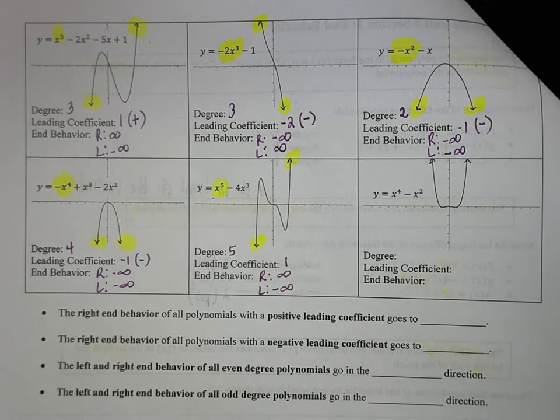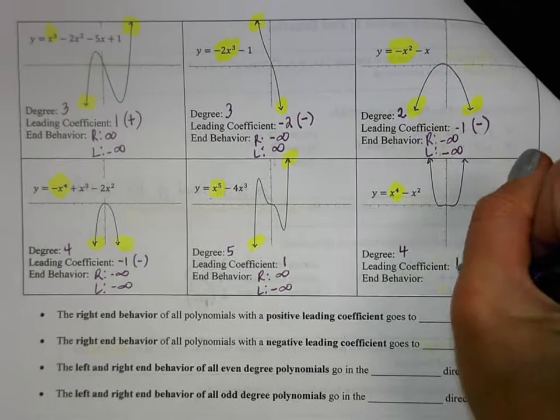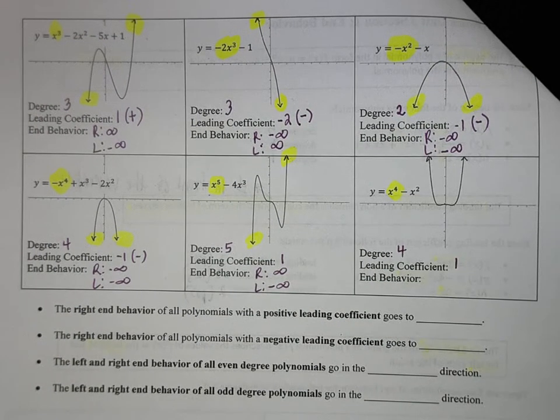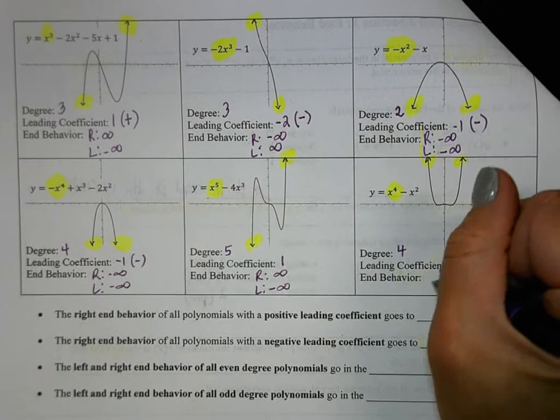Bella, can you tell me my degree and leading coefficient? Perfect. Degree is 4, leading coefficient is 1. And my end behavior, Sydney? Very good. The left and right are both positive infinity.